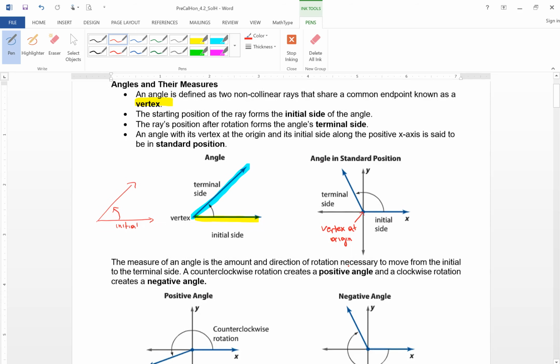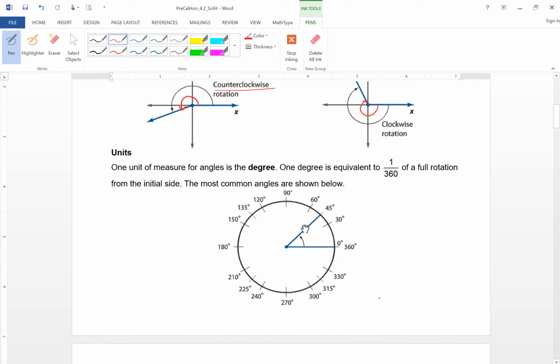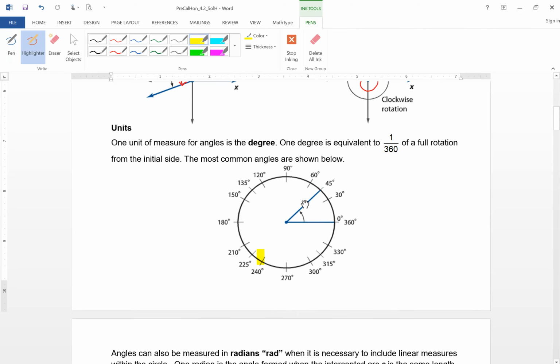Now, measuring an angle starts from the x-axis. If it's in standard position, it starts from the x-axis, and for a positive measure, we go counterclockwise, against the rotation of the clock. For a negative angle, we go clockwise. Okay? Now, units. How do we measure an angle? Well, we measure an angle using units of degree. That's one of the units for an angle.